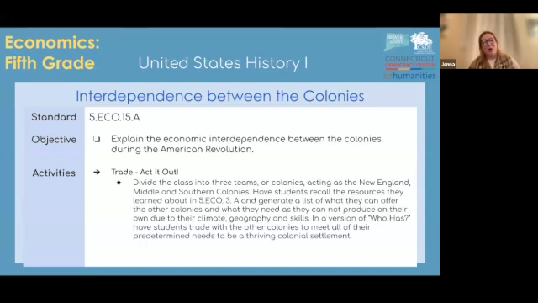You can have students recall the resources they learned about in 5 Eco 3A and generate a list of what they can offer the other colonies and what they need, so that they can produce based on their climate, their geography, and their skills. So in a version of Who Has, which we've all played, you can have students trade with other colonies to meet all of their predetermined needs to be a thriving colonial settlement. So again, you can have those conversations ahead of time, or you could provide a class with a list of what each colony needs, have them generate the idea of what they can produce, and then they're going to have to identify what colony they would need to get those products from to be able to trade.